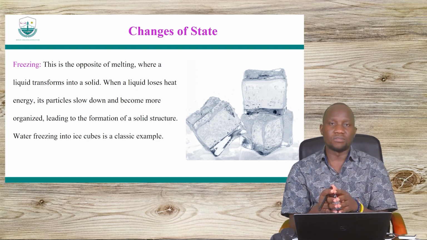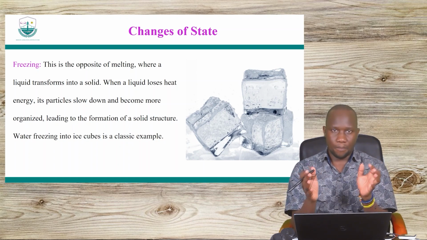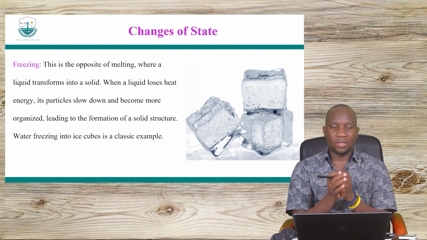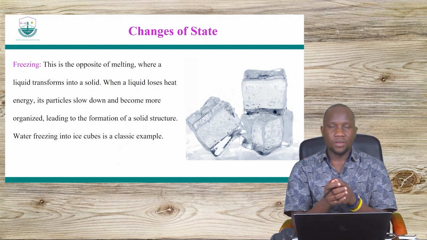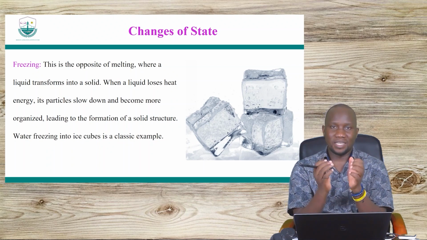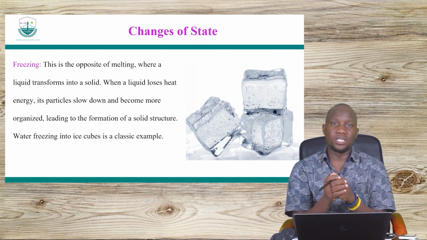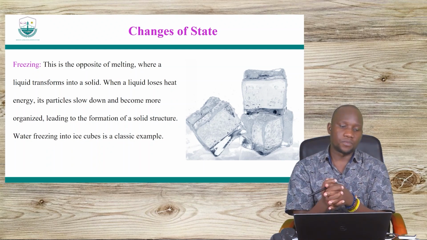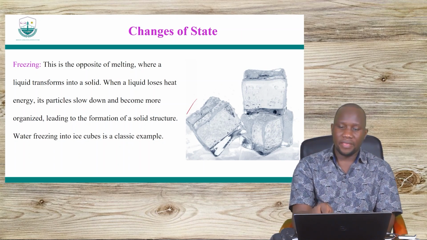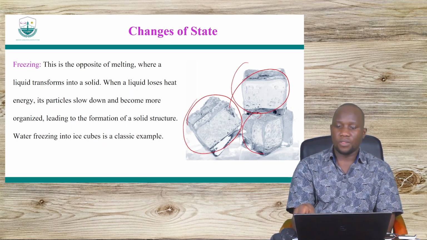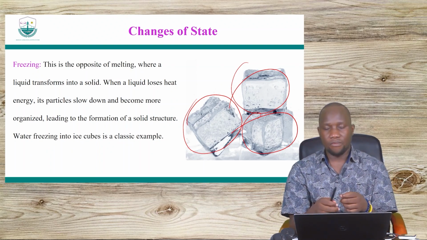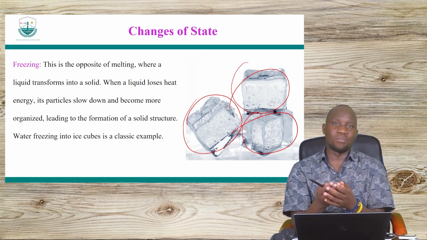Freezing is the opposite of melting. The particles become held together, okay? So what happens with this is that the liquid loses the heat energy. The particles no longer move freely. They become organized, forming a solid structure, okay? And these are the ice tubes. These are the ice tubes, okay, being formed. This is just an example.